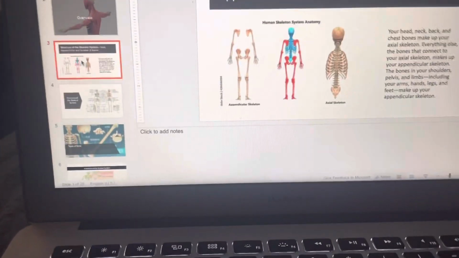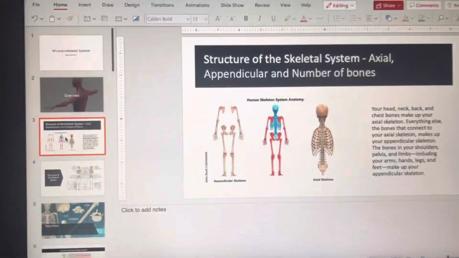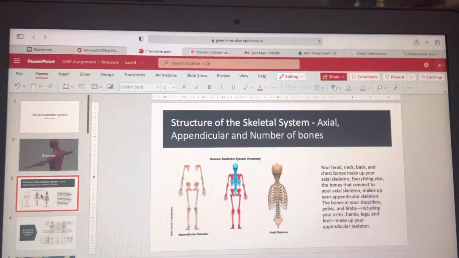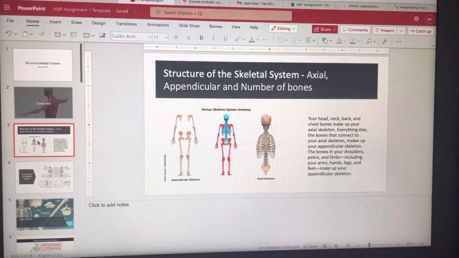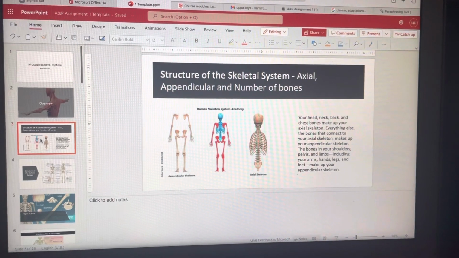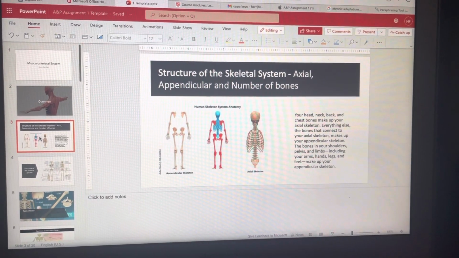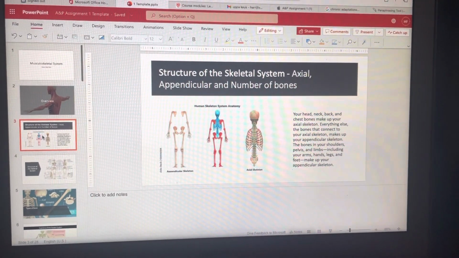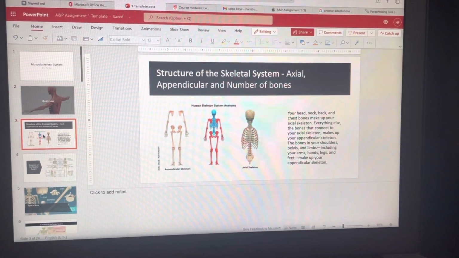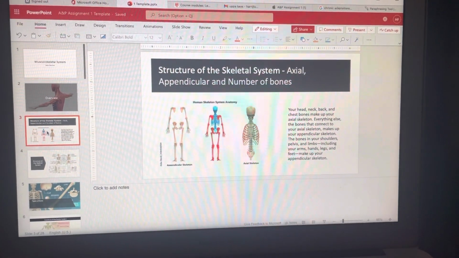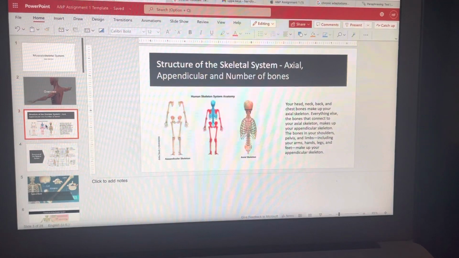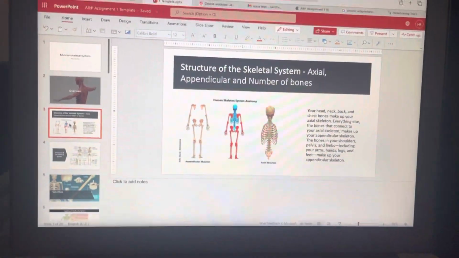So moving on to the structure of the skeletal system. Axial and appendicular and number of bones. Your head, neck, back, and chest bones make up your axial skeleton. Everything else, the bones that connect to your axial skeleton, makes up your appendicular skeleton. The bones in your shoulders, pelvis, and limbs, including your arms, hands, legs, and feet, make up your appendicular skeleton.